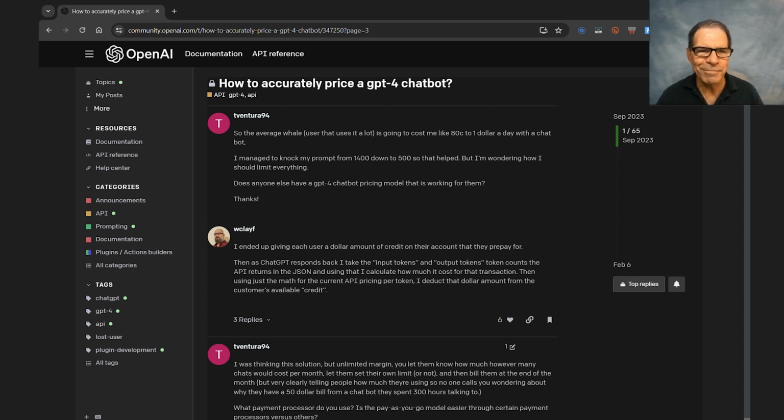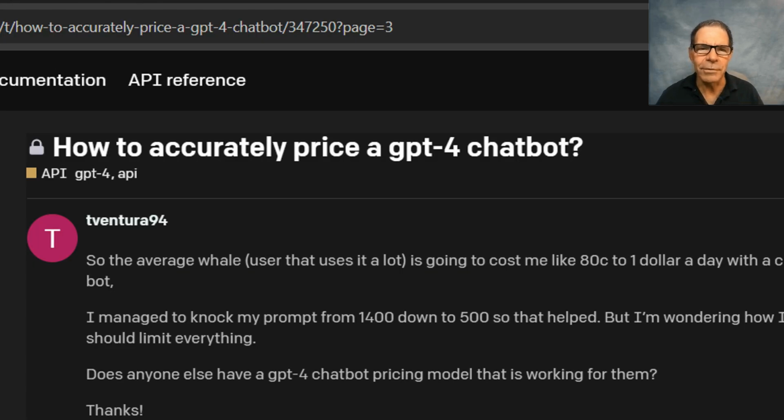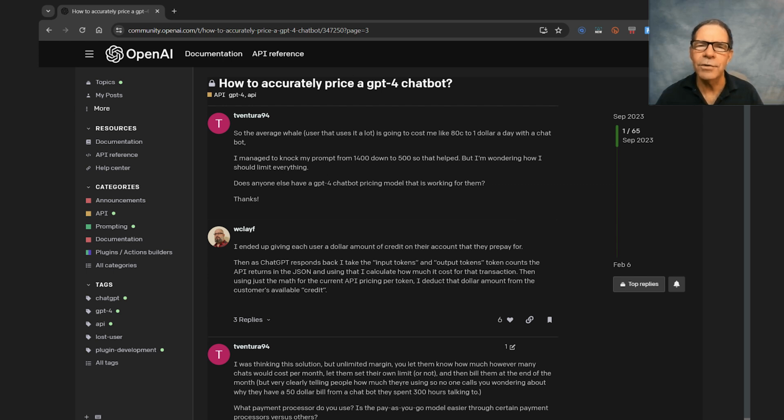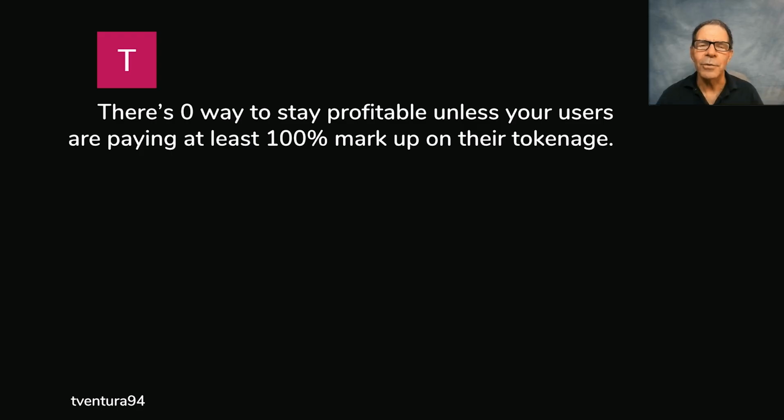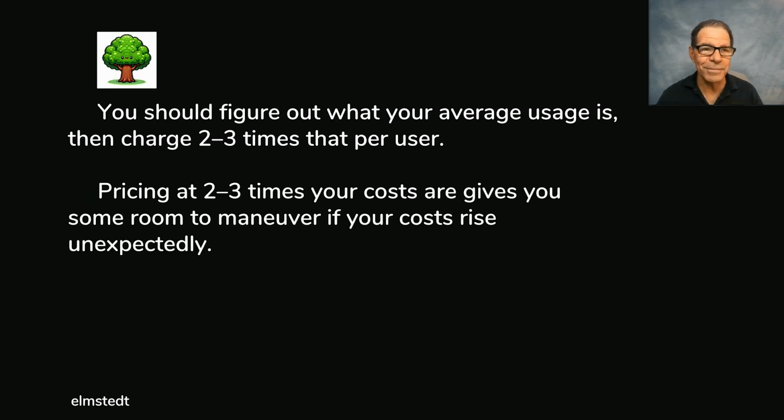on the sidelines. Although the title here refers to a GPT-4 chatbot, the discussion actually applies to any generative AI project using any model. And of course, the first question everyone has is, what price to charge? So it's good to see unanimous agreement there that 100% markup is the minimum you would charge under any circumstances, basically charging twice your cost. Maybe it's 2 to 3 times your cost.